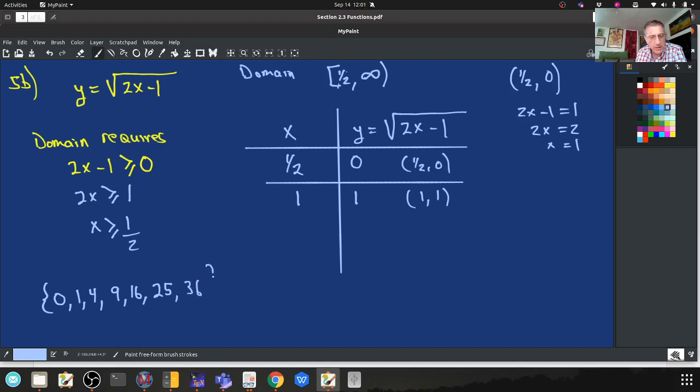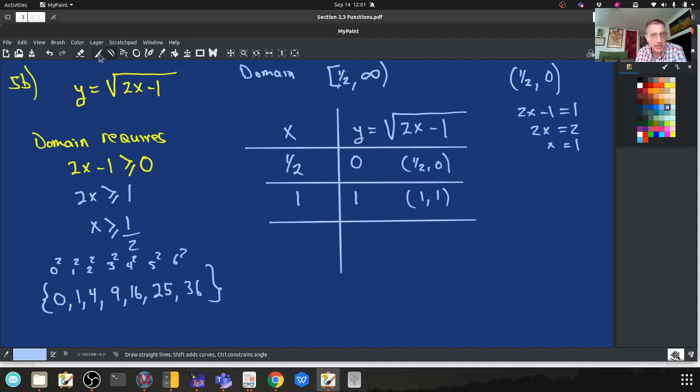36. In other words, these numbers correspond to 0 squared, 1 squared, 2 squared, 3 squared, 4 squared, 5 squared, 6 squared. So I've taken care of 0 and 1. I want to find some other points.